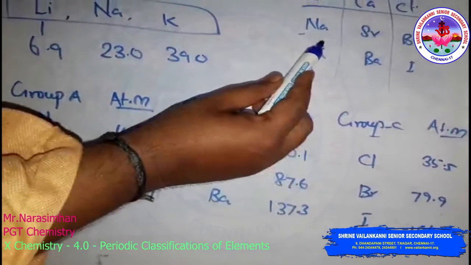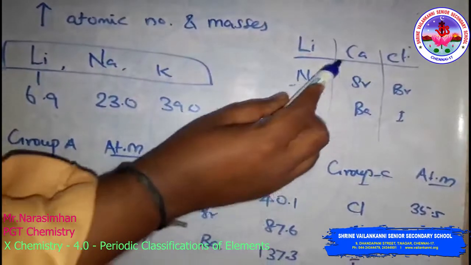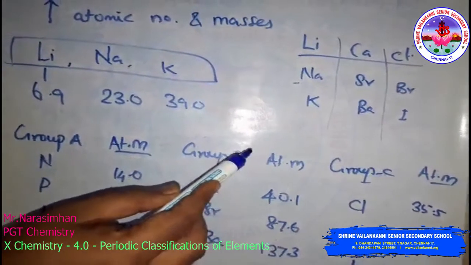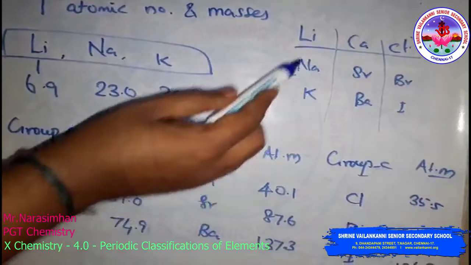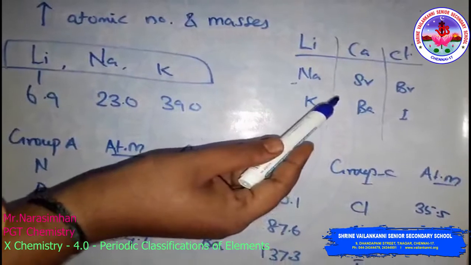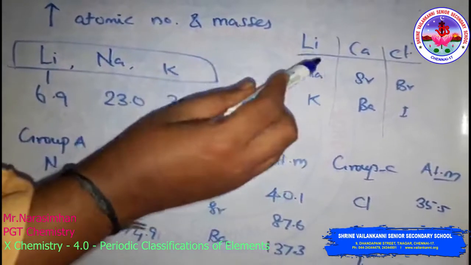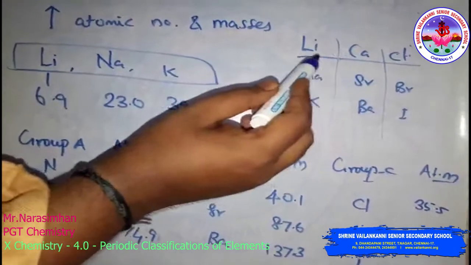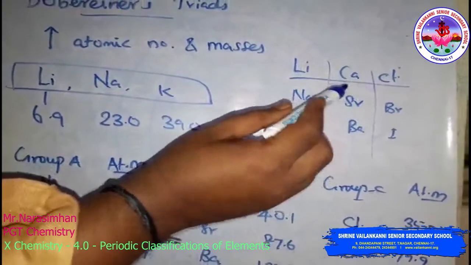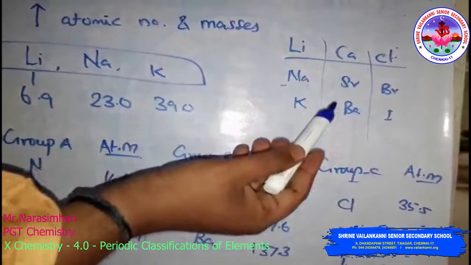For example, these are the Dobereiner triads: lithium, sodium, potassium; calcium, strontium, barium; and chlorine, bromine, iodine. These elements are arranged downward in the order of increasing atomic masses. Dobereiner could identify only triads from the elements known at the time, so this system of classification into triads was not found to be useful.